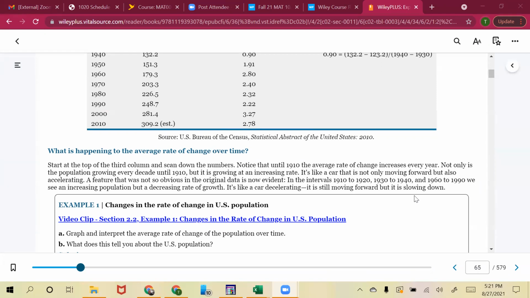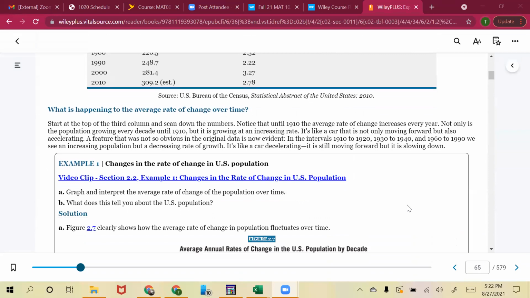A feature that was not so obvious in the original data is now evident. In the intervals 1910 to 1920, 1930 to 1940, and 1960 to 1990, we see an increasing population, but a decreasing rate of growth. It's like a car decelerating. It is still moving forward, but it is slowing down.